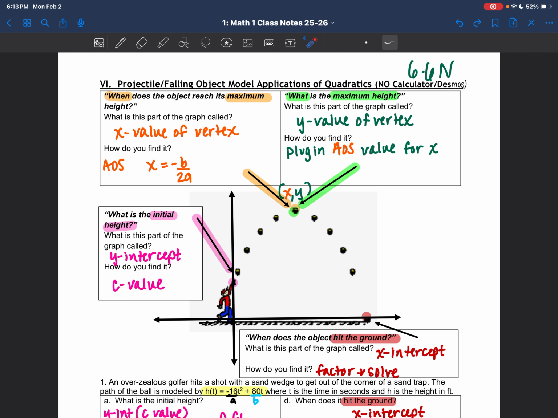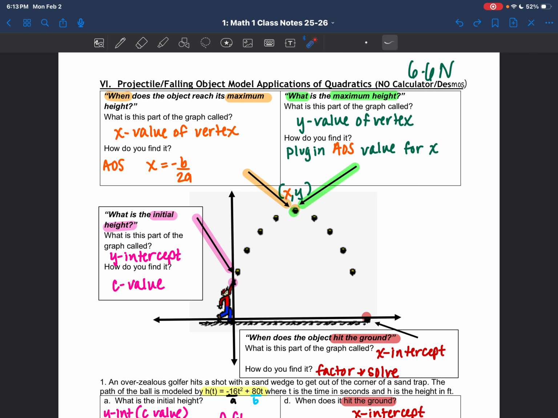But let's get started with this one. It says an overzealous golfer hits a shot with a sand wedge to get out of the corner of a sand trap. The path of the ball is modeled by h of t equals negative 16t squared plus 80t, where t is the time in seconds and h is the height in feet.